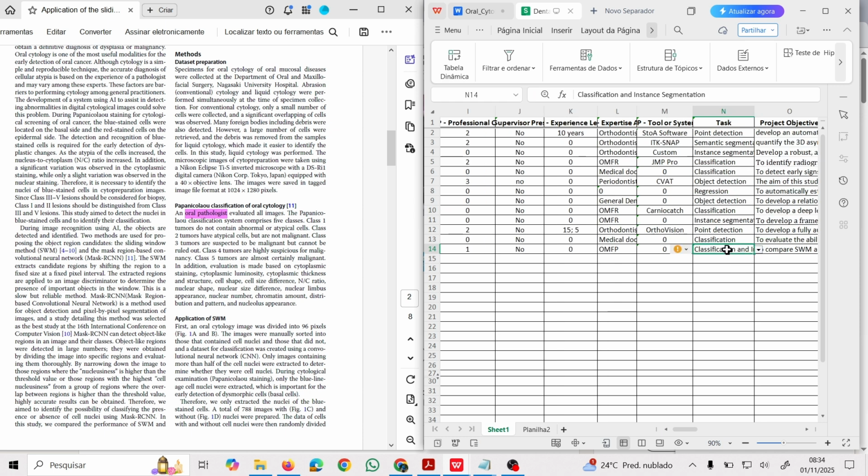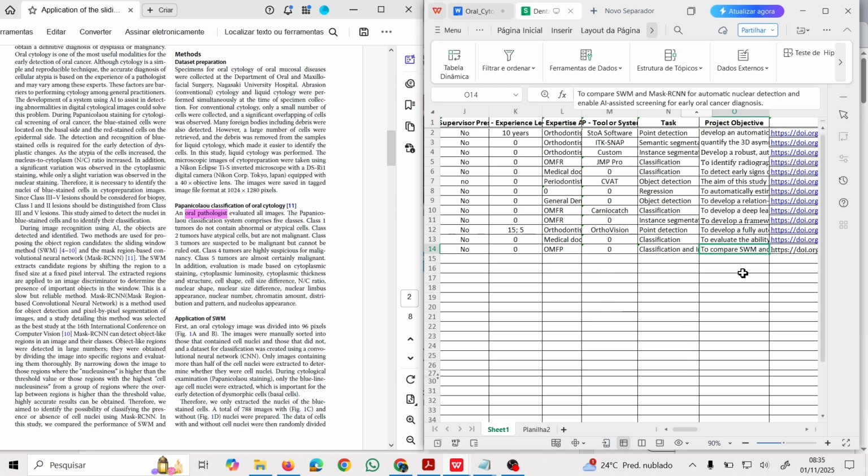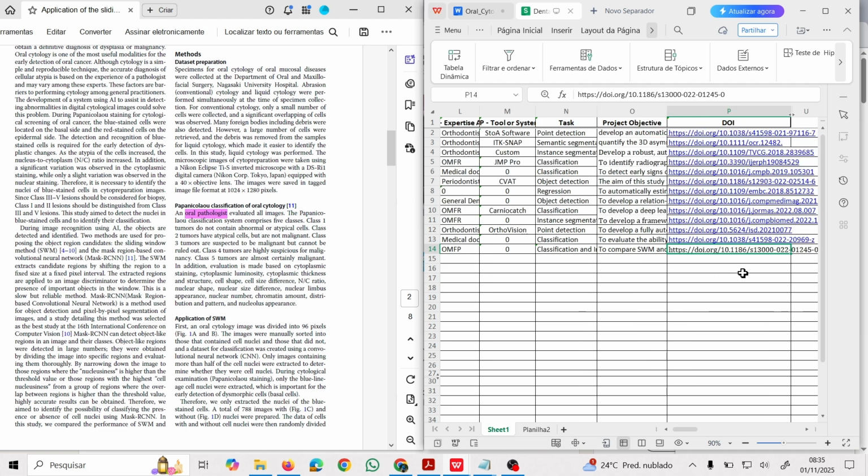The tasks in this project were two: one was classification, to classify, and the other was instance segmentation, to segment the nuclei. The objective of this project was to compare SWN and Mask R-CNN for automatic nuclear detection and enable AI-assisted screening for early oral cancer diagnosis.